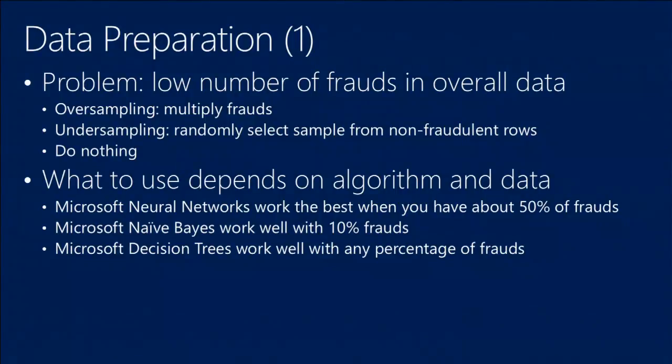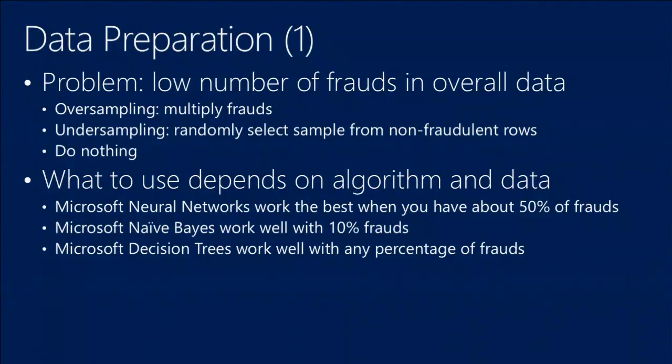So you can do undersampling, you can randomly select non-fraudulent transactions and then start building the model. Works much better than copying the fraudulent transactions. This is over the top from experience.